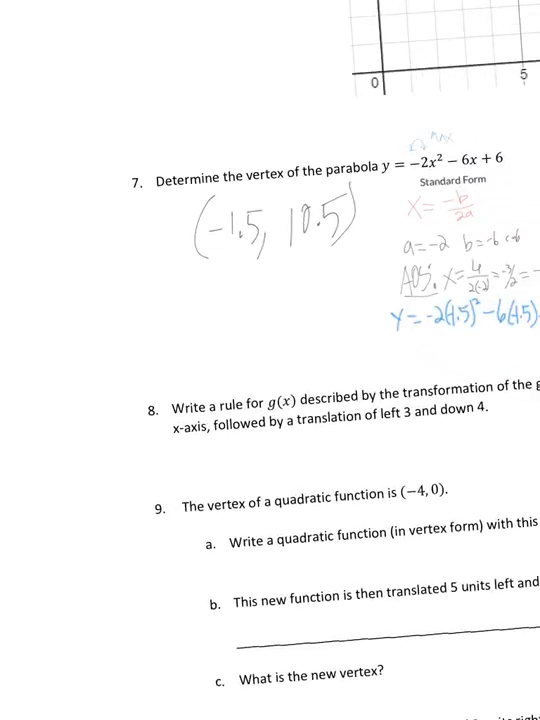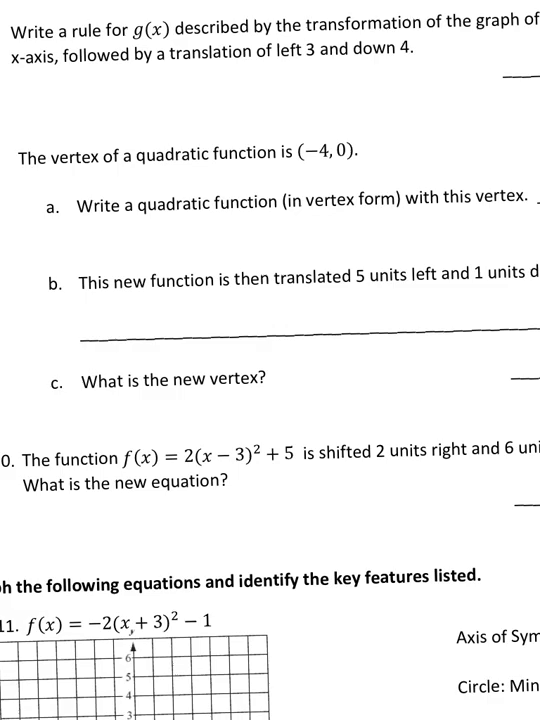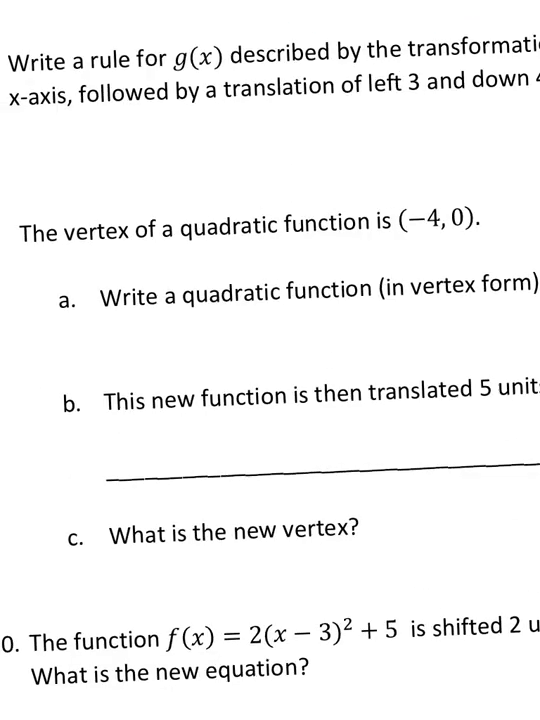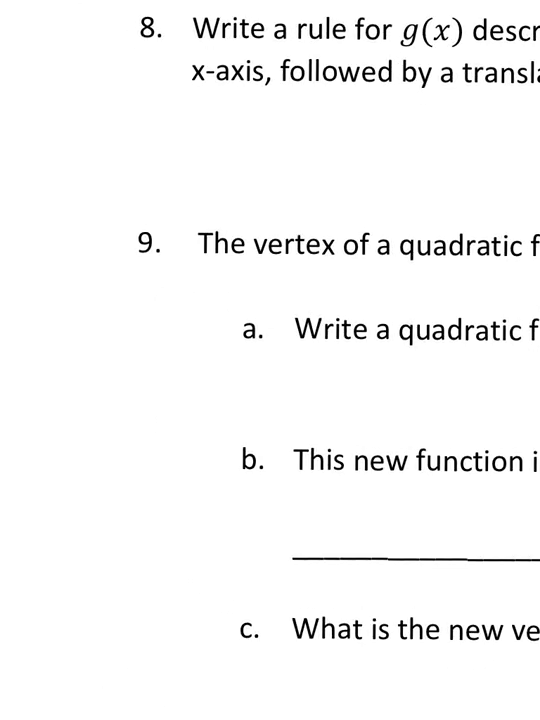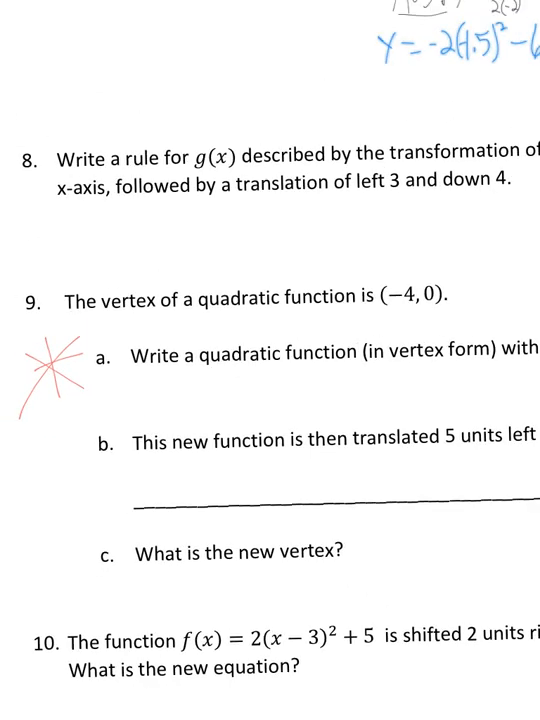Let's move on to number 9. The vertex of a quadratic function is negative 4. Write a quadratic function in vertex form with its vertex. So this one's really particular. It's kind of different than what you're used to seeing, but is it anything new? Not really. It's what vertex form looks like.